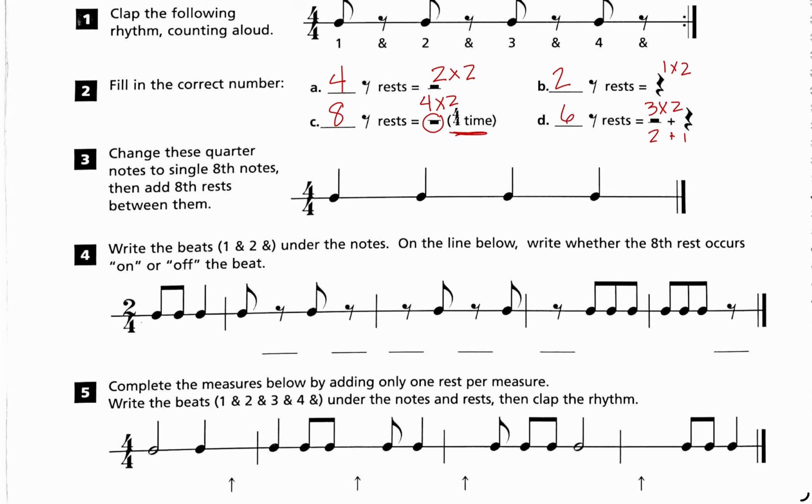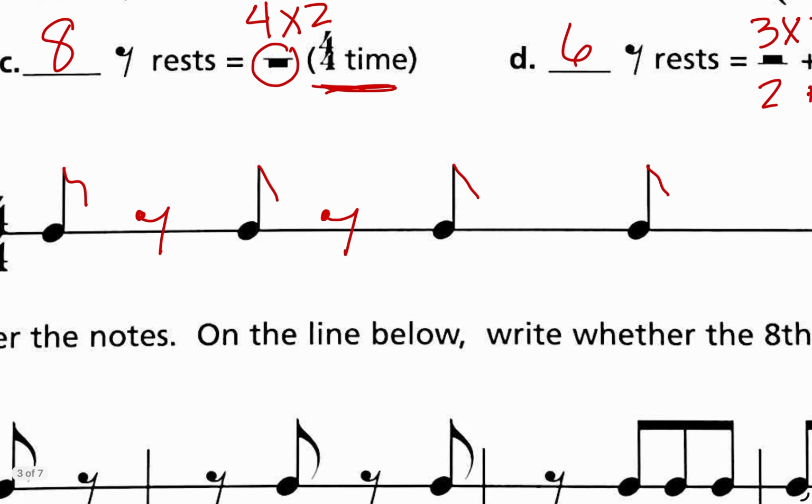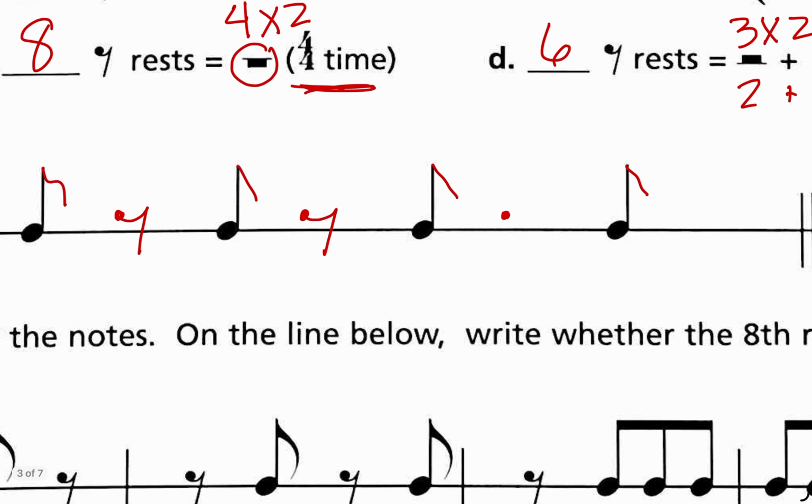Number 3, it wants us to change these quarter notes into eighth notes followed by eighth rests. So, just like on the last exercise, you do not have to draw fancy flags. Slashes are totally fine. And then in between, it wants you to add an eighth rest, which I start by drawing kind of a big blobby dot and then do a kind of a number 7. Like big blobby dot, number 7, and big blobby dot, number 7.